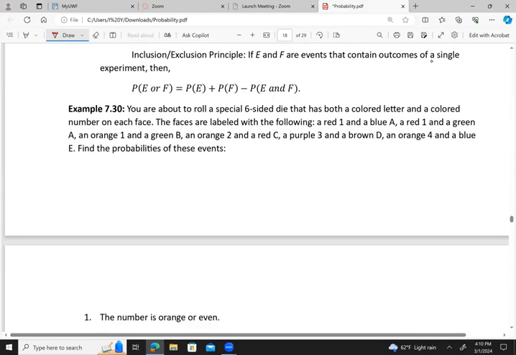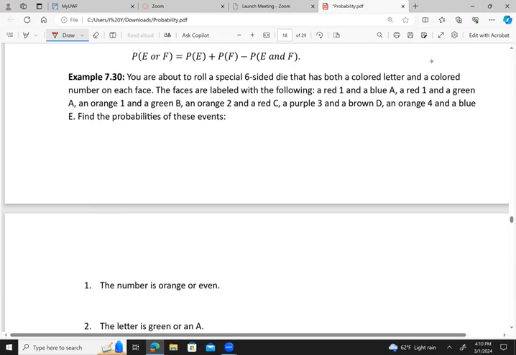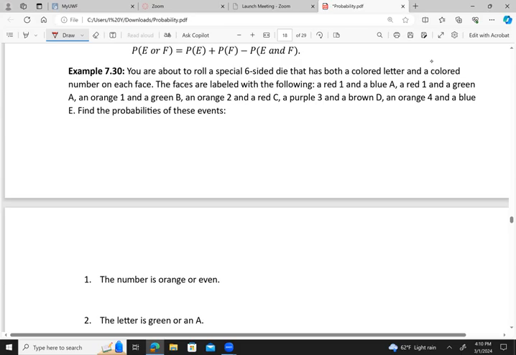So you're about to roll a special 6-sided die that has both a colored letter and a colored number on each face. The faces are labeled with the following: a red 1 and a blue A, a red 1 and a green A, an orange 1 and a green B, an orange 2 and a red C, a purple 3 and a brown D, or an orange 4 and a blue E. Find the probability of these events. The number is orange or even.